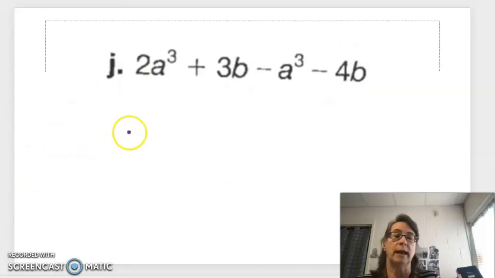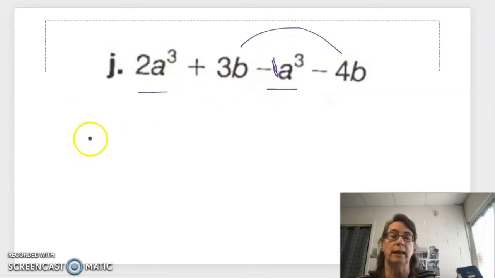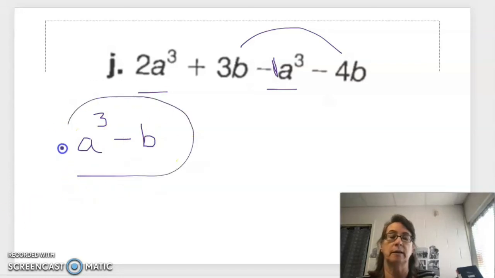J. We have an a cubed and an a cubed over here, and then we have a b and a b. So a cubed, this is a 1 here, negative 1, so 2 minus 1 is 1a cubed. We don't have to put the 1, and then a 3b and a negative 4b is going to be a negative 1b. Again, we don't have to put the 1.